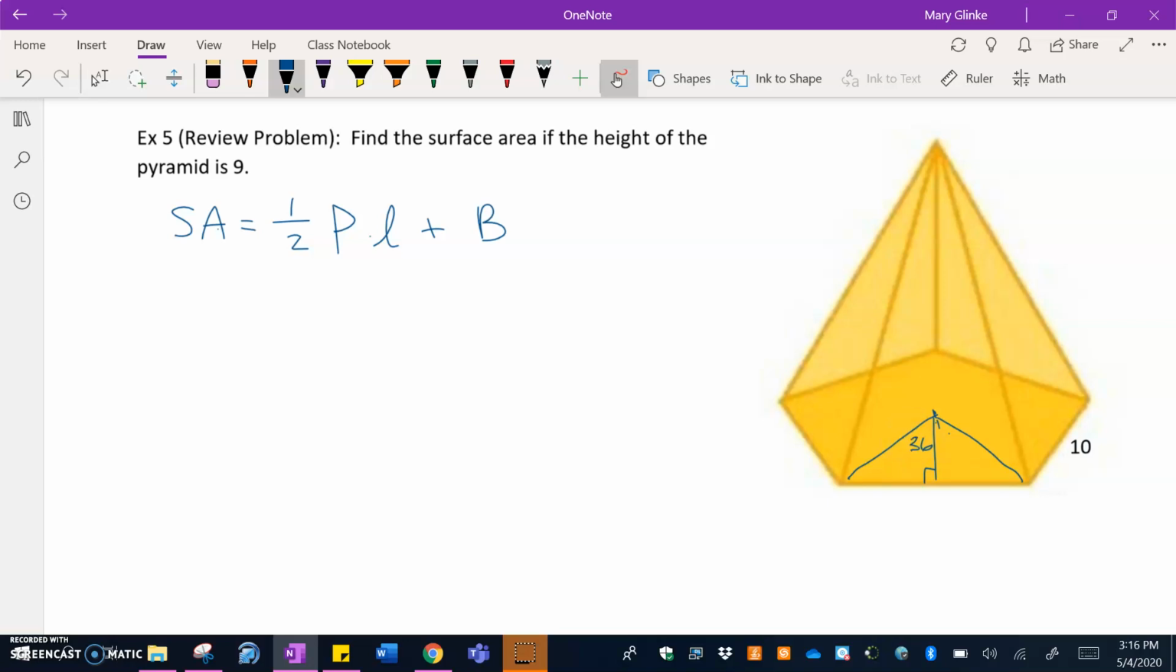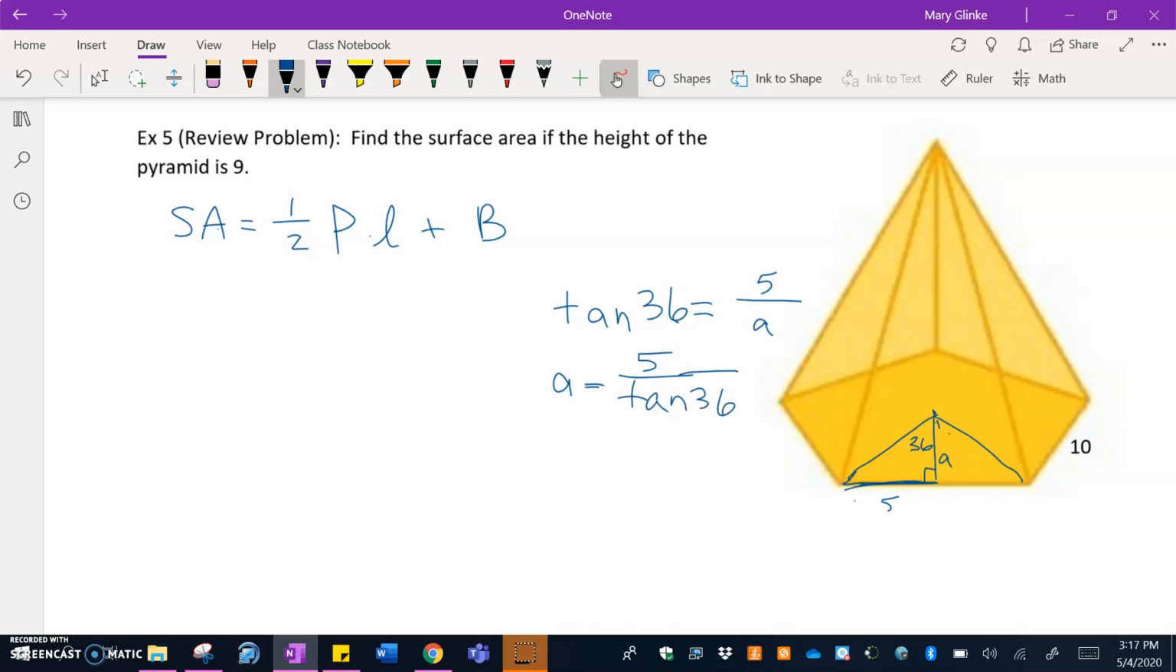Since we have one side being 10, if we cut that in half, that means our distance here to here is 5. So we can actually go ahead and find the apothem here by using tangent. So we're going to use the tangent of 36 equals the opposite, which is 5, over the adjacent, which is the apothem. Solving for the apothem, we multiply by a and divide by tangent of 36 gives us 5 divided by the tangent of 36.